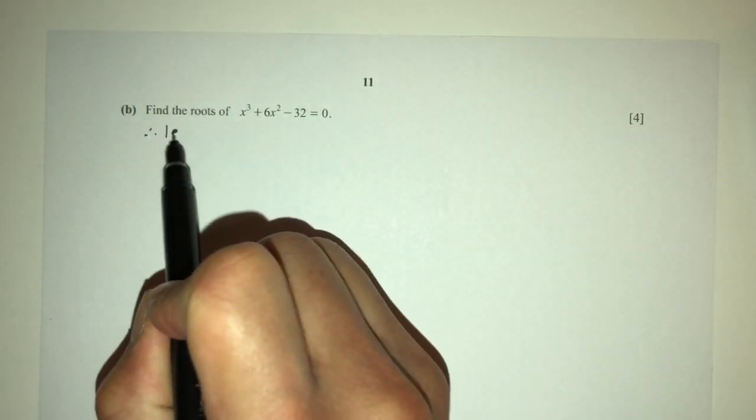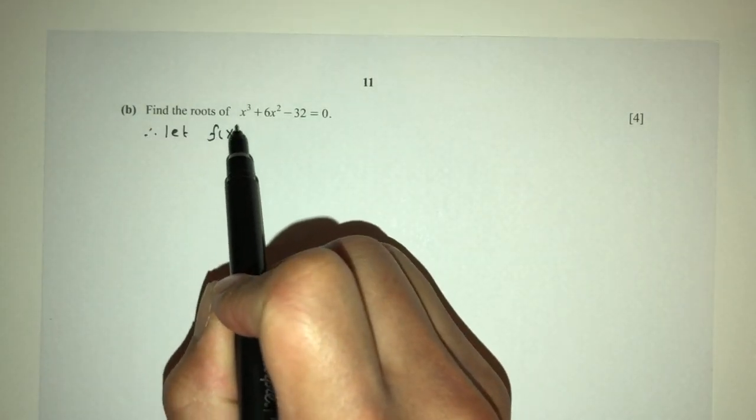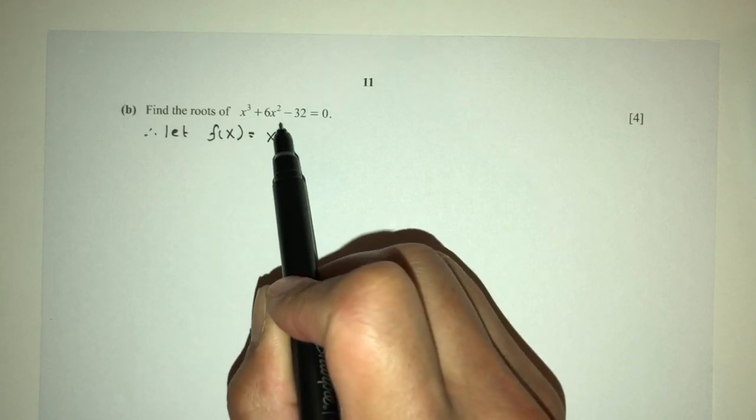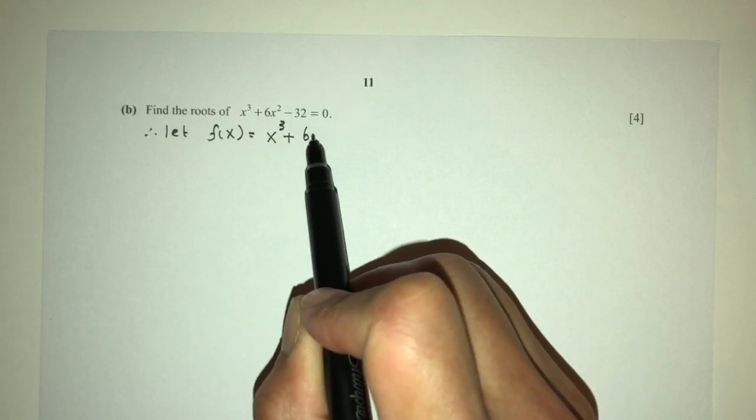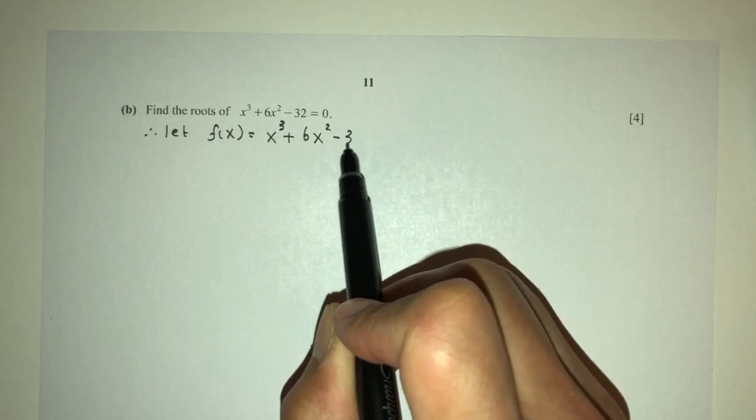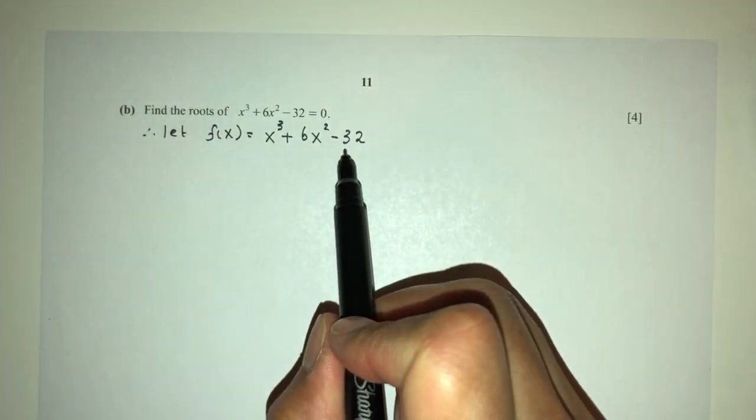Now part B, we have to find the roots of this same equation. To find the roots, it is not too hard. You have to try; only by trial can you find the roots. So the first step is to let f of x equal to this, and minus 32. Now to find the roots, we have to look at the number at the end.